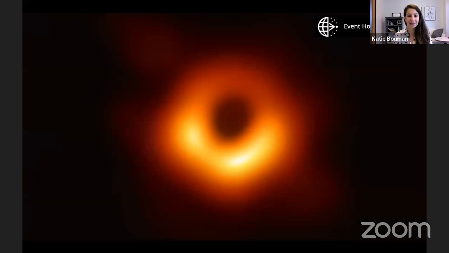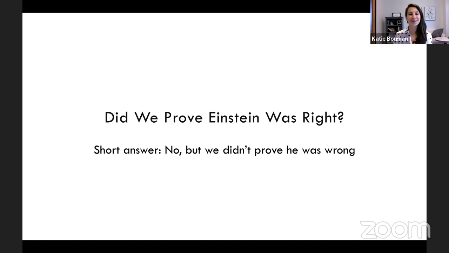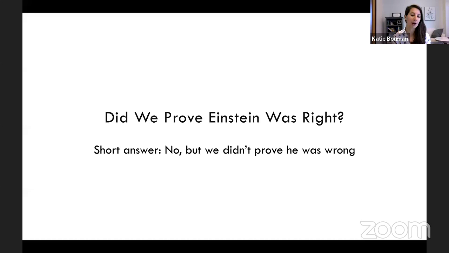Okay, so we've recovered this beautiful image of the light encircling a black hole, or at least it's beautiful in my mind. But one question you might have at this point is, what did we learn from this picture? For instance, one question I get a lot is, did we prove Einstein was right? I like to say the short answer is no, we didn't, but we also didn't prove he was wrong, which is a pretty big deal too. So I'd like to explain, at a high level, how we can use this image to better understand gravity and black holes in general.